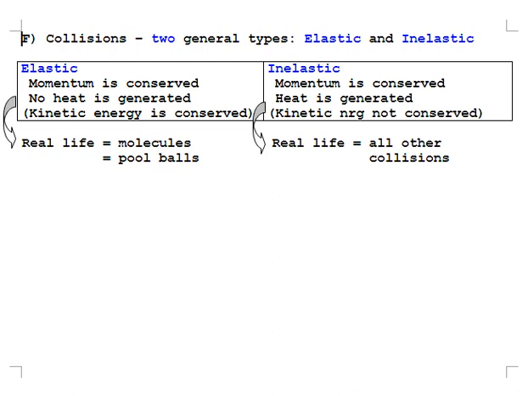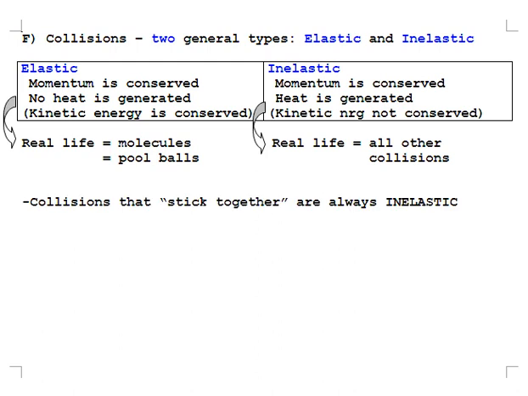Inelastic collisions, ones that do generate heat, are pretty much all other collisions. Think about a car accident. Sometimes when cars smack into each other, they blow up, they explode. That's because they've generated some heat energy during that collision, which makes them inelastic. So most collisions in real life that you see, demolition derbies, car crashes, football players bashing into each other, are going to be inelastic collisions. And you've got these elastic collisions of air molecules happening around you right now.